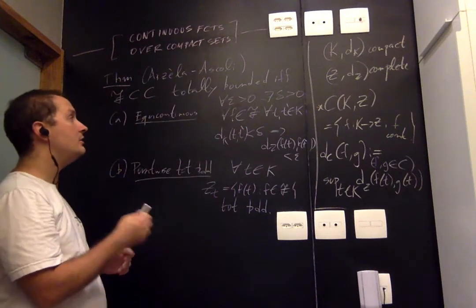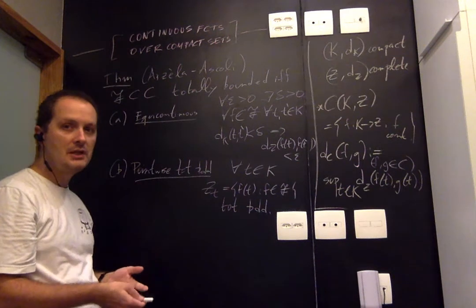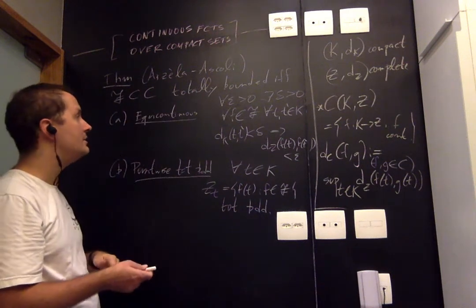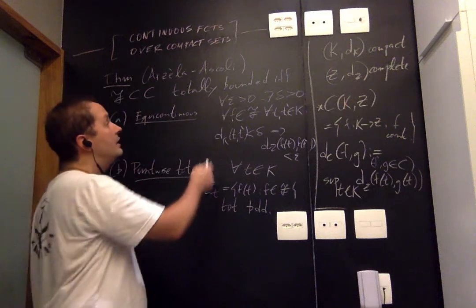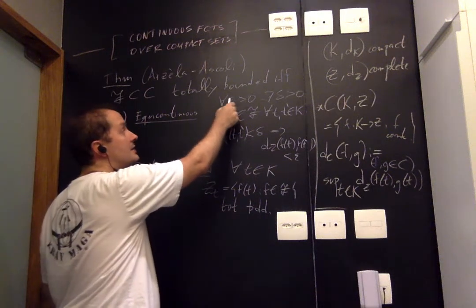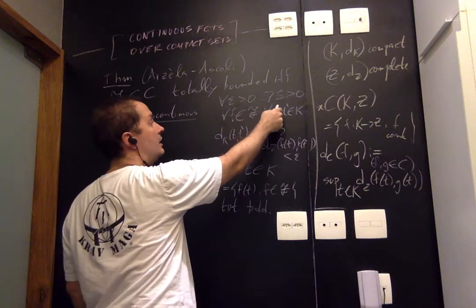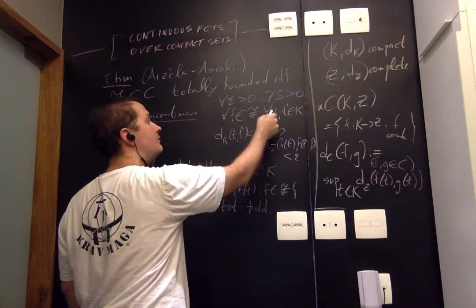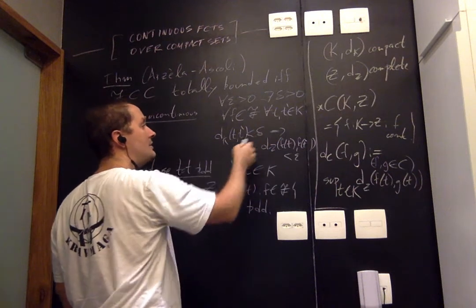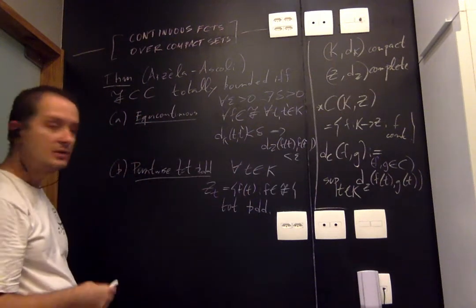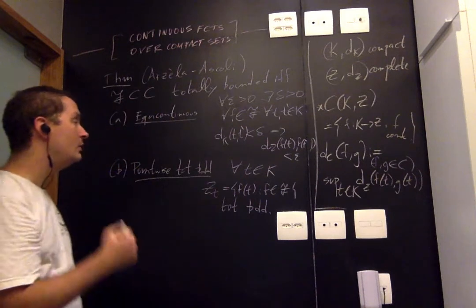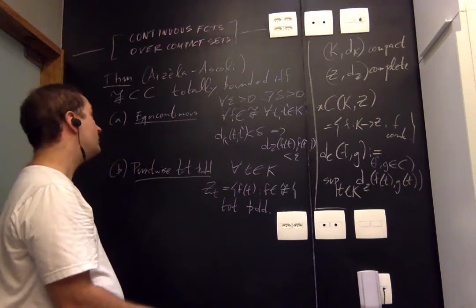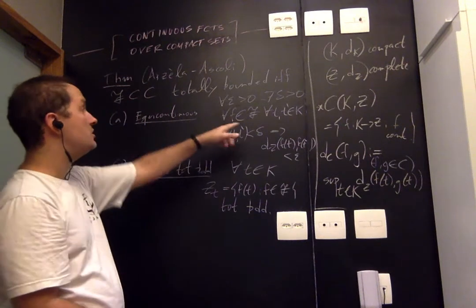Equicontinuity means not only that each individual function is uniformly continuous, which we have for free, right? So all functions in C are uniformly continuous. We also have this very strong property that, given epsilon, I can choose the same delta for all functions f and all points t and t prime at distance less than delta. So it's one more step from uniform continuity. It's kind of uniform continuity over the choice of function as well.